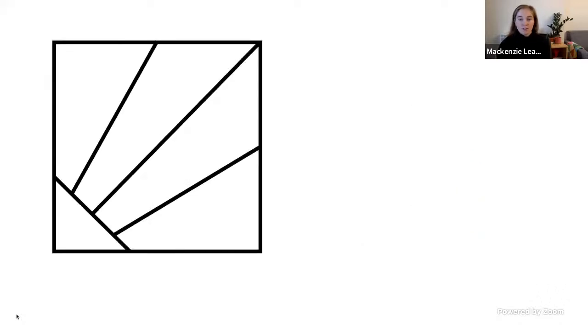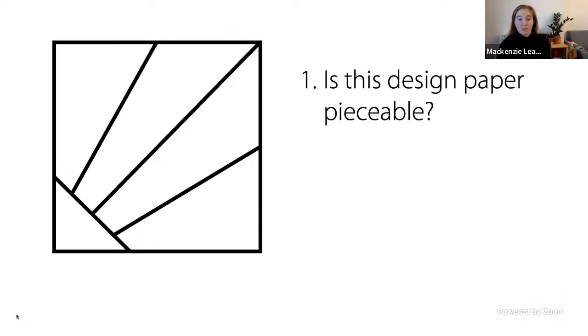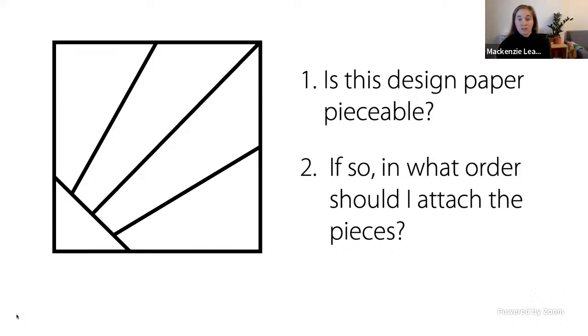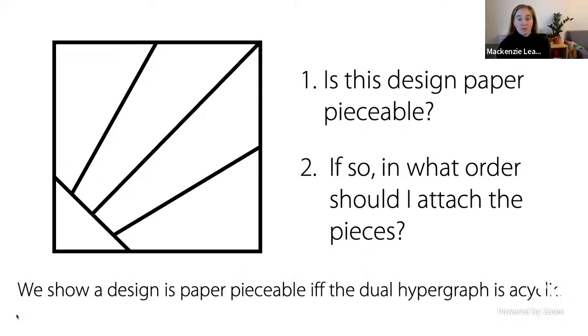So when designing a pattern, 2 questions we need to ask are, is a given design paper pieceable? And if so, in what order should I attach the pieces? So to answer these questions, we mathematically formalize the foundation paper piecing process as reachability in a state transition system. We construct a certain type of hypergraph that represents the geometric design and construction process. And we show that a design is paper pieceable if and only if this dual hypergraph is acyclic. So first, let's just take a look at a few definitions that help us prove this main result.